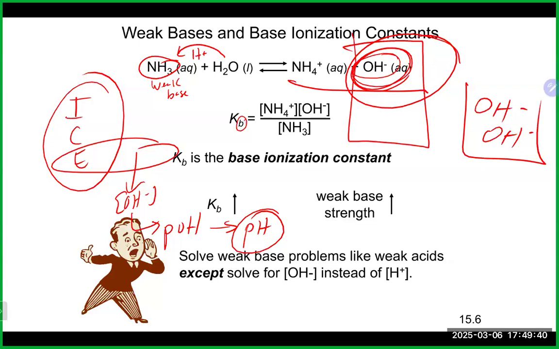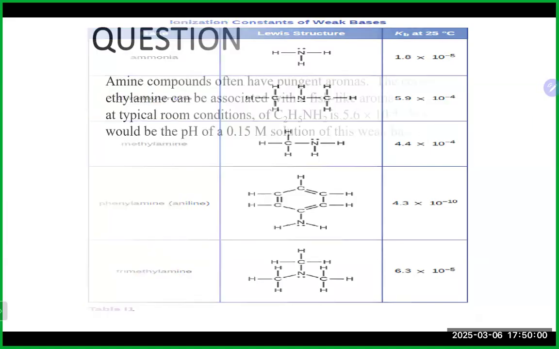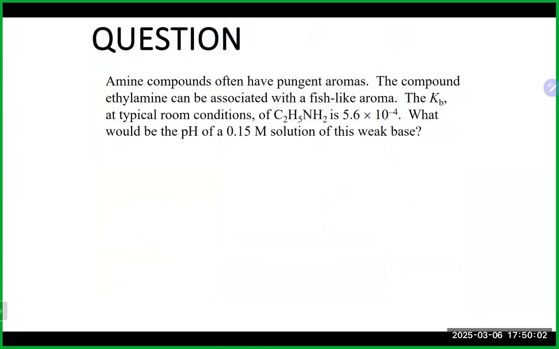So as it says there, we're just going to solve it just like our weak acids. We'll get that hydroxide concentration, and the pOH to pH route is where we're going to go. Here's a table similar to one in your book of some weak bases. A lot of organic molecules that contain nitrogen are weak bases, and ammonia is a very common weak base that we see. So why don't you give one a go here?